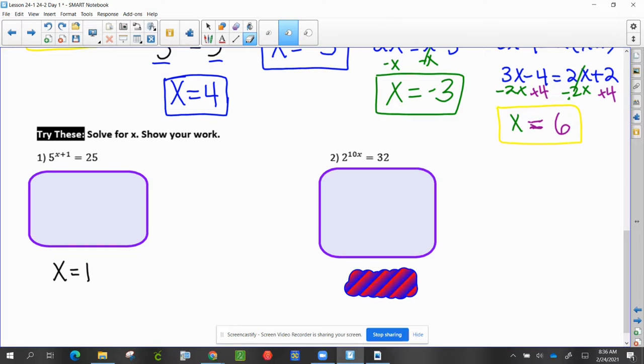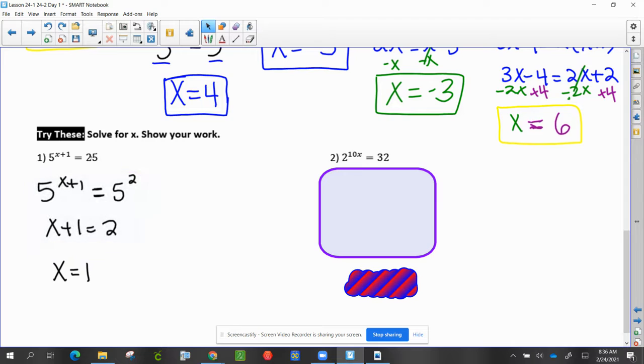Okay, I got that x was 1. So let me show you my work. I changed 25 to 5 squared. Once my bases are the same, okay, I just equal my exponents. So x plus 1 is equal to 2. Subtract 1, you get x equals 1. All right, try one more.